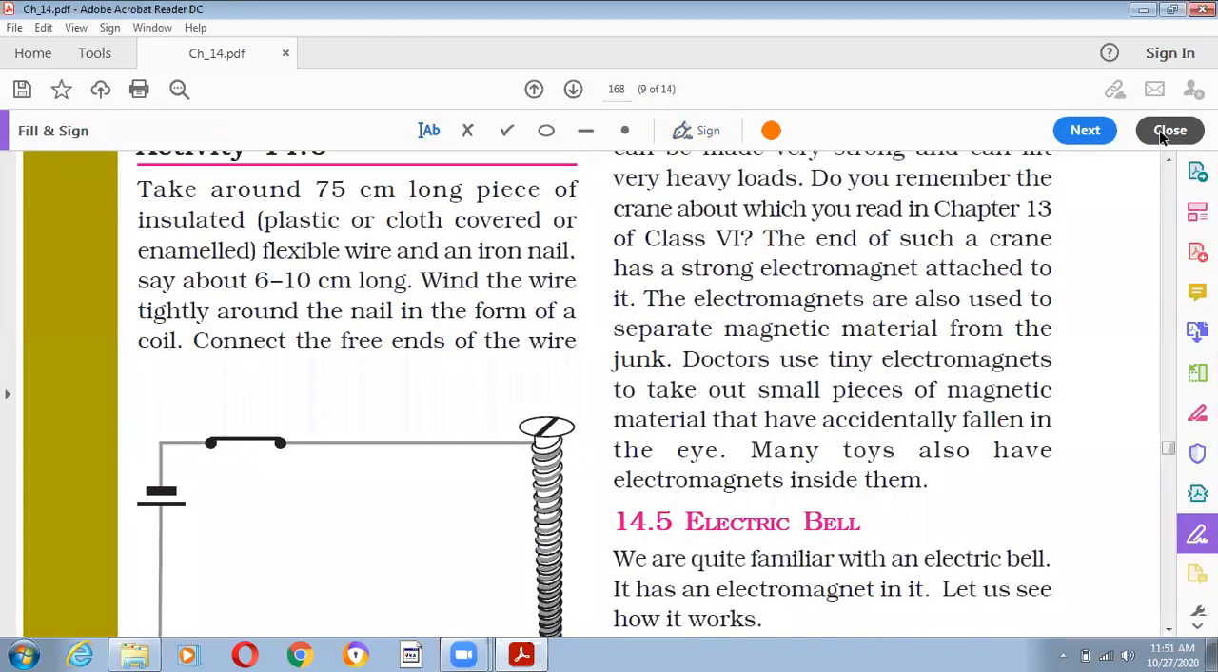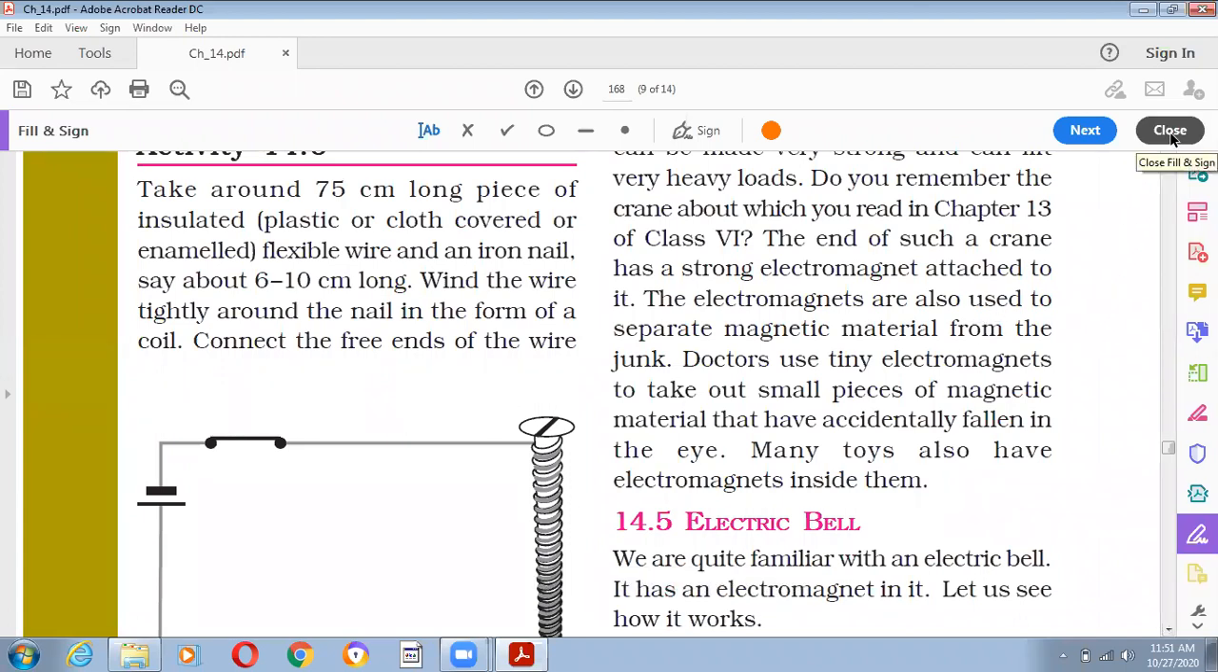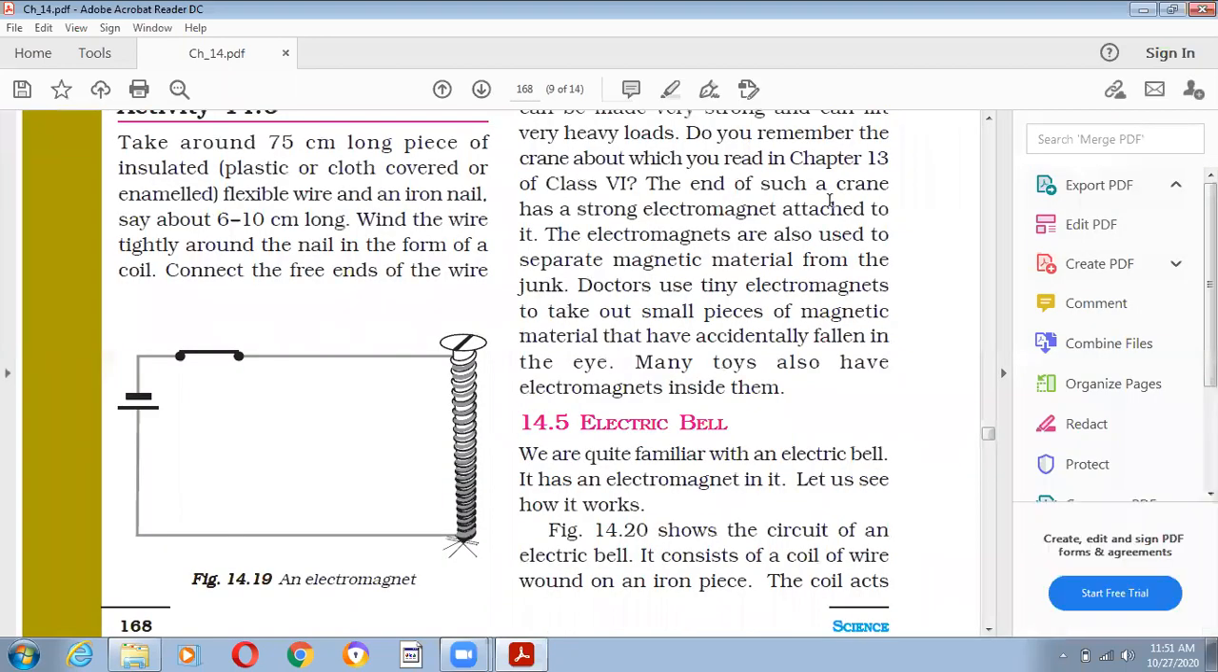You can see here the uses. Electromagnets are used to separate magnetic material from junk. Doctors use tiny electromagnets to take out small pieces of magnetic material that have accidentally fallen in the eye, and many toys also have electromagnets inside them. So that is the electromagnet, very beneficial even in the medical line, because doctors can use it to take out small magnetic material from the eye, right? So that is all for today.